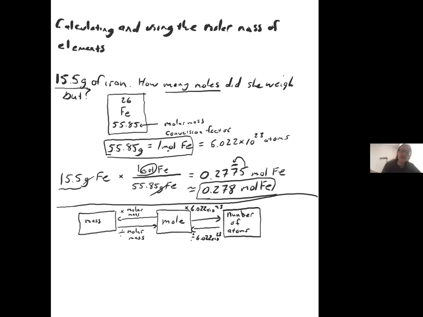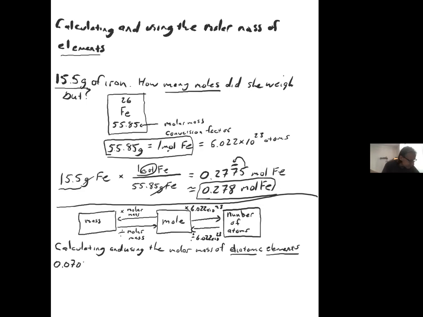Calculating and using the molar mass of diatomic elements. So it's almost the same title, right? There's a slight modification here, and that's that instead of just saying elements, we're going to deal with the diatomic elements. Okay. So a chemist determines by measurement that 0.0700 grams. You'll see small numbers in these measurements because we often measure small amounts of things, of iodine in a reaction. So in some chemical reaction, they measure out 0.0700 grams, okay?